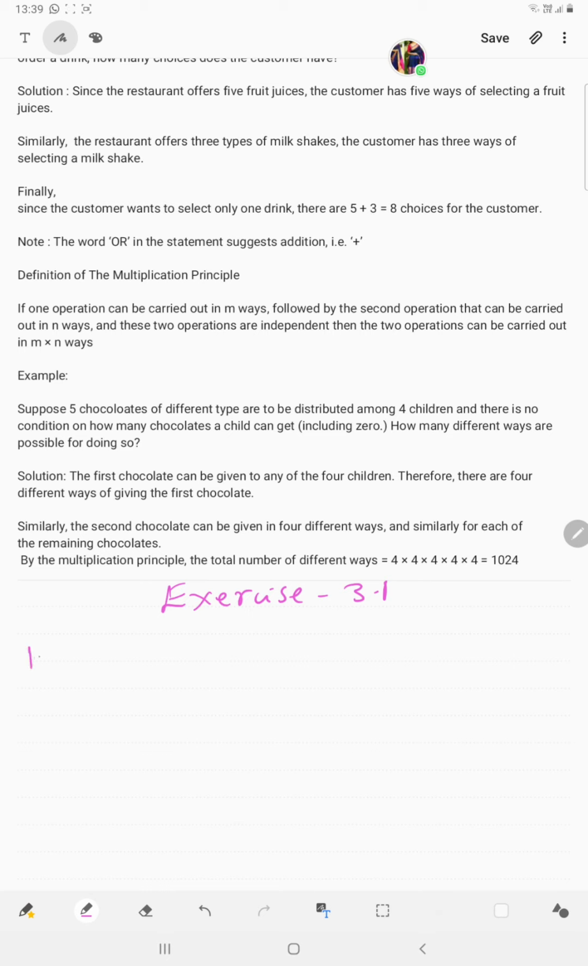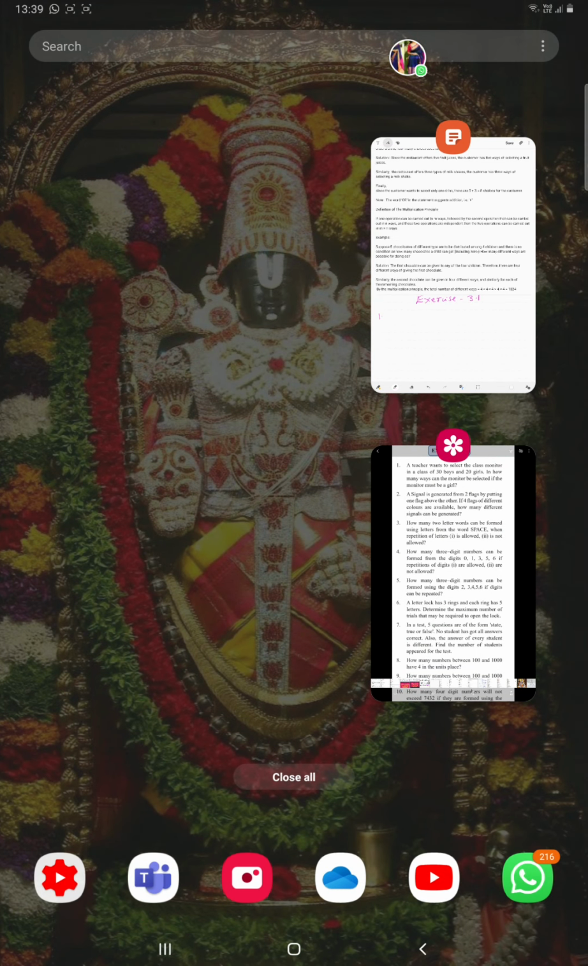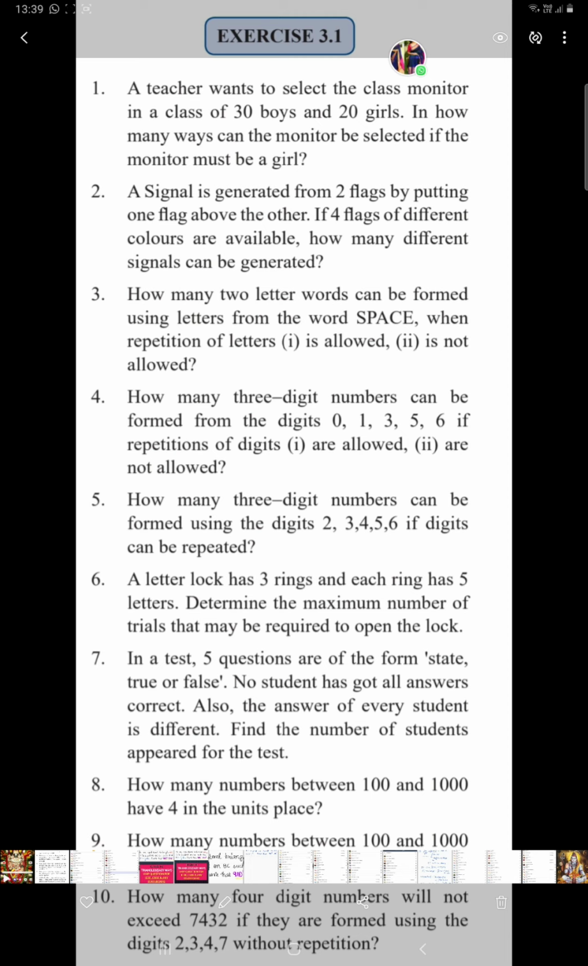Question number 1. So, I will share the textbook. What is question number 1 in exercise 3.1? A teacher wants to select the class monitor in a class of 30 boys and 20 girls. In how many ways can the monitor be selected if the monitor must be a girl? So, read the question carefully once again, and coming to the answer.